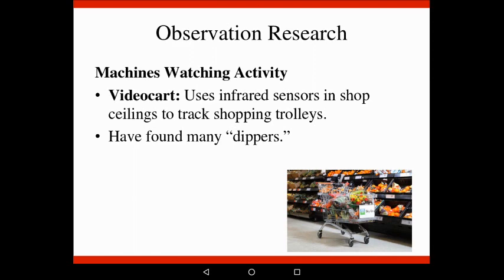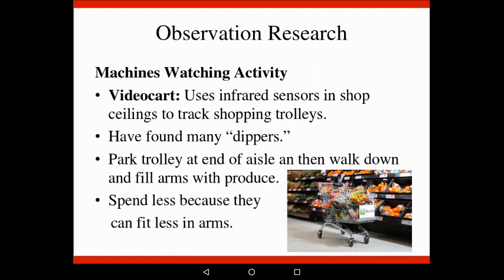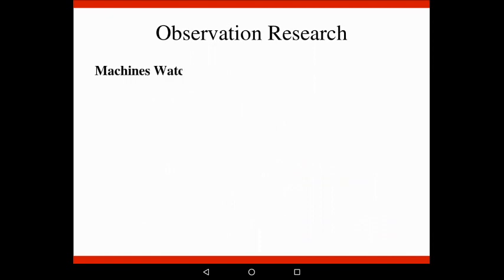Now what happens is dippers don't usually buy as many products as other people, because they can only fit so much into their hands. So what they want is to encourage people to walk down the aisles with their trolleys, because when people have their trolleys with them, they'll often put more products inside the trolley. But dippers are the ones that don't go down the aisles. They leave their trolley on the side, and they walk down. So there we go. They spend less because they can fit less in their arms. So that's a typical example of information that was gathered using video cart.